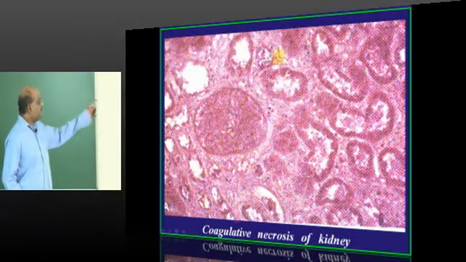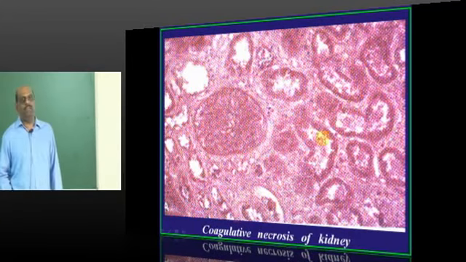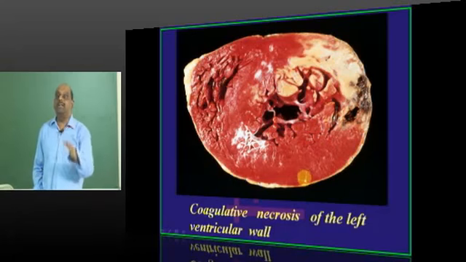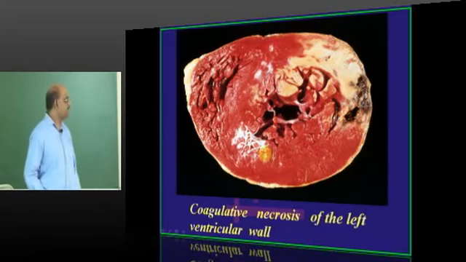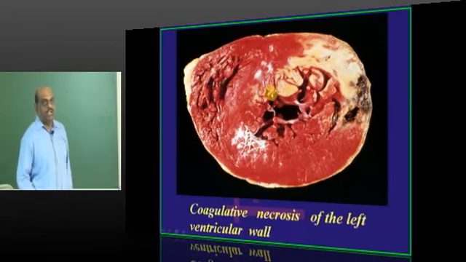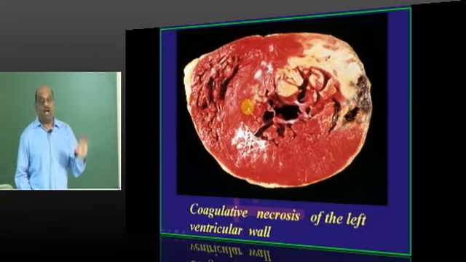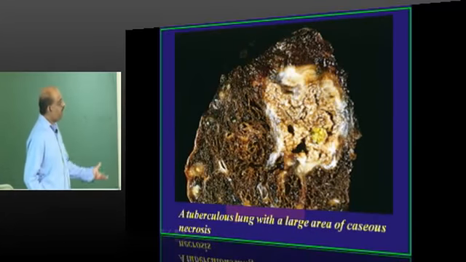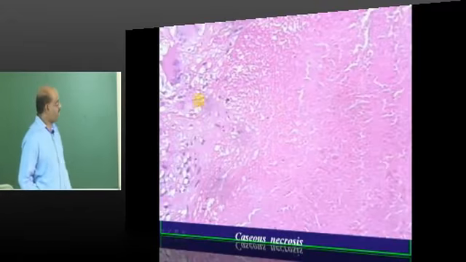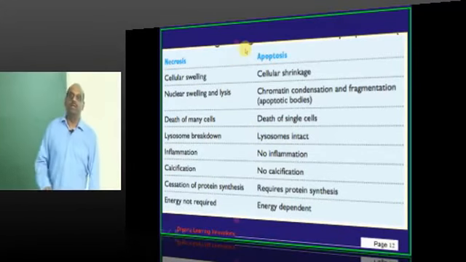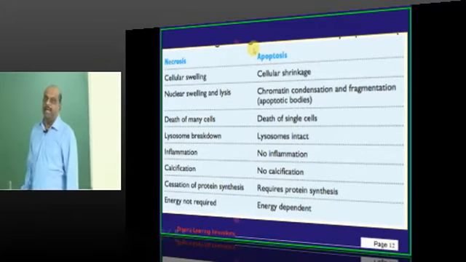So this is an example of coagulative necrosis. What is the main feature of coagulative necrosis? The cell outline is not altered, unlike in other forms. So this is a typical left ventricular wall which has undergone the coagulative necrosis. In heart, it is a very classical type of necrosis. There is a tuberculous focus where there is a large area of caseous necrosis, is what needs to be remembered. To summarize, already we discussed this.